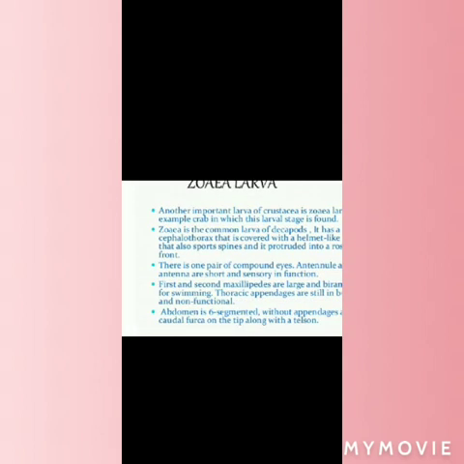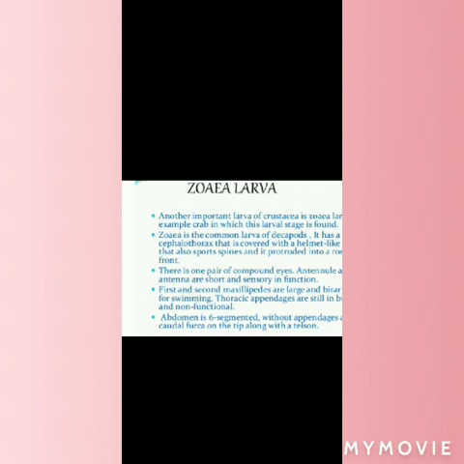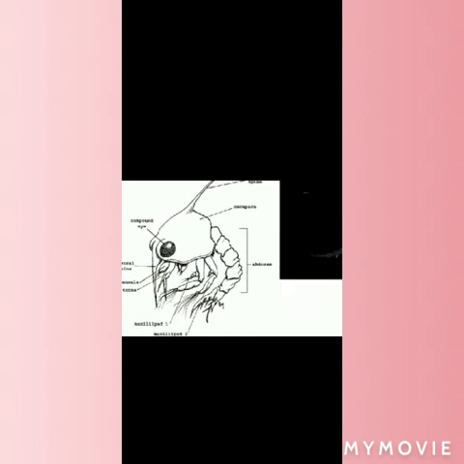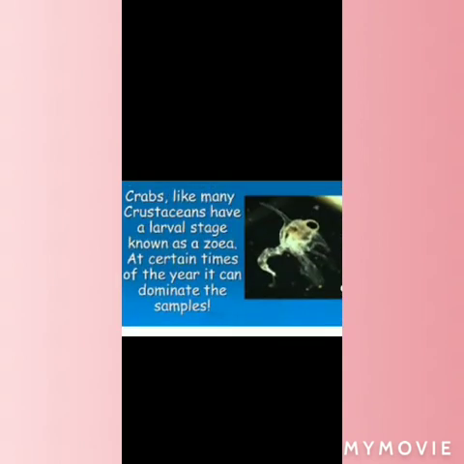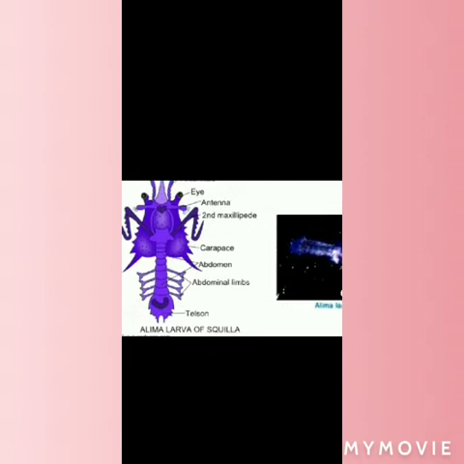The characteristic is a common larva of decapods having 1 pair of compound eyes. The first and second maxillipeds are large and biramous. See here, the first and second maxillipeds are large and biramous, used for swimming. The abdomen is 6 segmented without appendages and has a caudal furca on the tip along with the telson. 6 pairs of appendages along with caudal furca and telson, right?